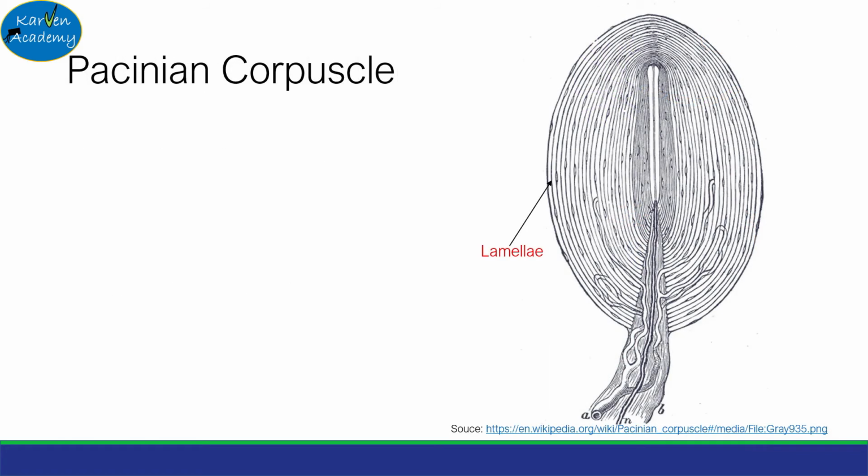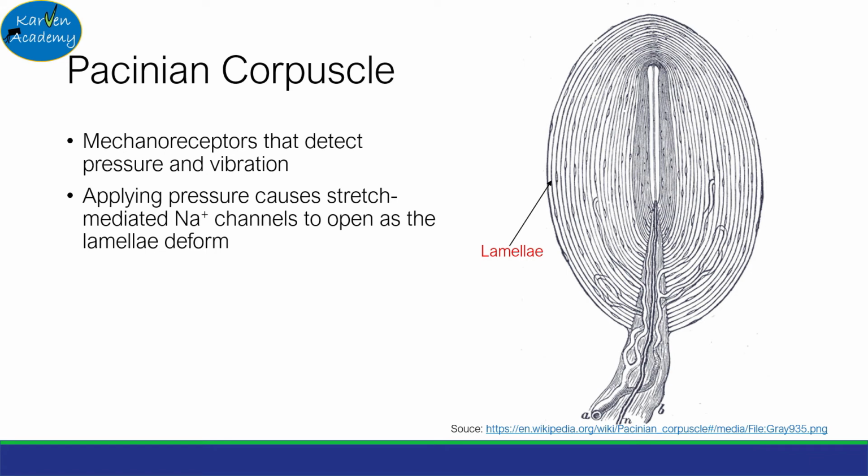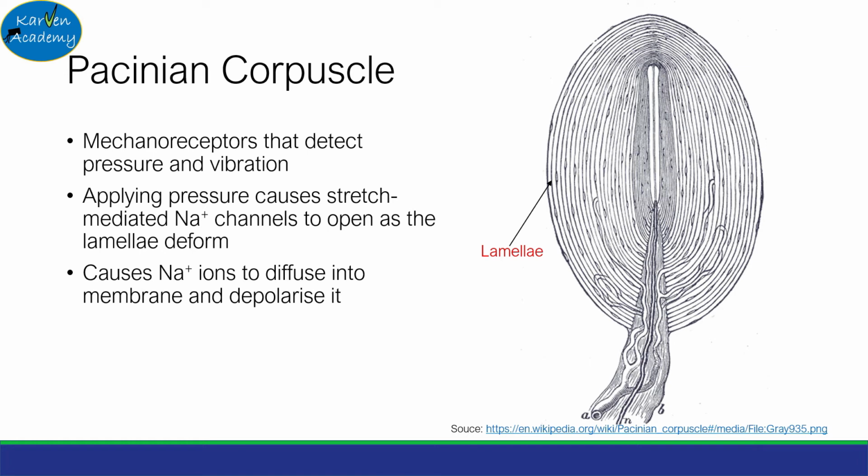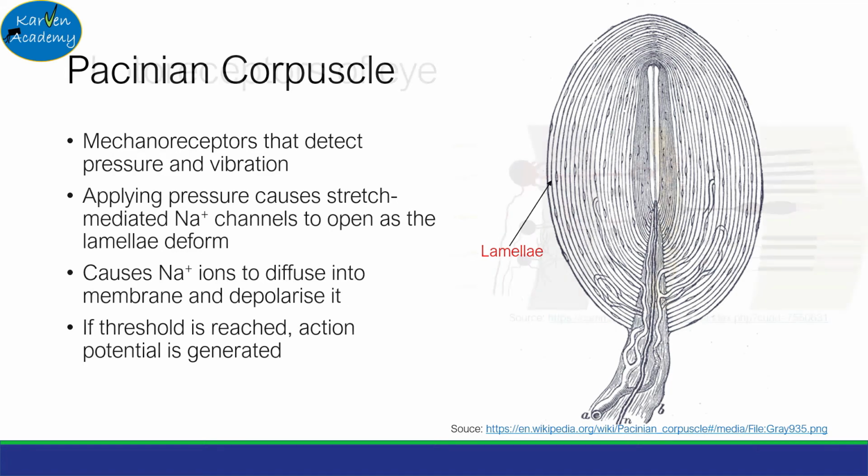Now we're going to change gear and look at a special type of receptor called the Pacinian corpuscle. I mentioned this briefly in my previous video. Pacinian corpuscle is a type of mechanoreceptor that detects pressure and vibration. The way it works is when you apply pressure, stretch-mediated sodium ion channels open as the lamellae deform. This causes sodium ions to diffuse into the membrane and depolarize it. And if enough sodium ions enter to reach the threshold potential, an action potential is generated. And that's pretty much what you need to know about this receptor. Next we'll look at the photoreceptors of the eye.